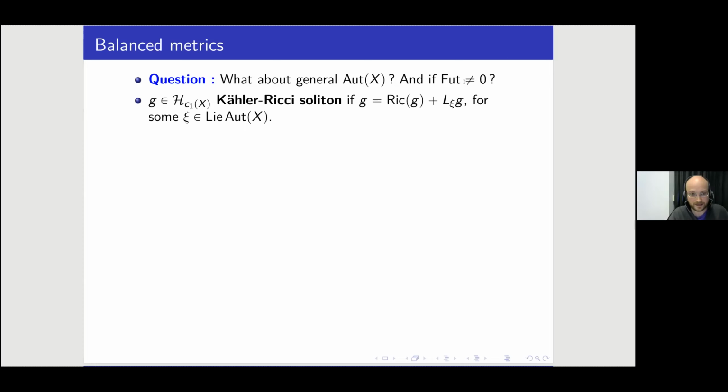And indeed there is. A metric in C1X is called a Kähler-Ricci soliton if it's Kähler-Einstein up to automorphism in that sense, right? So here Xi is a holomorphic vector field, in the Lie algebra of automorphisms of X, and the Lie derivative is taken by Xi. So it's Kähler-Einstein up to correction by automorphism. And it turns out that this is a correct generalization in the case the Futaki invariant does not vanish.